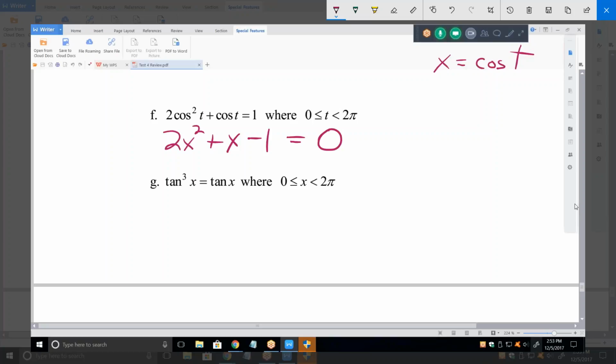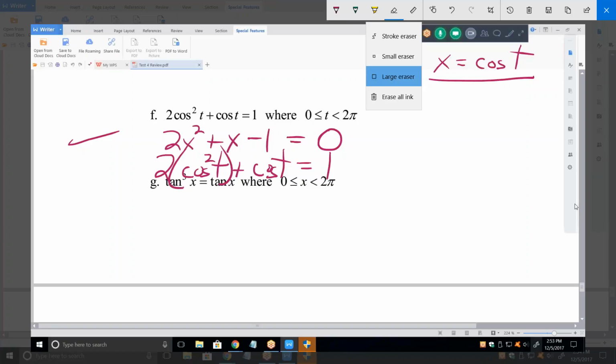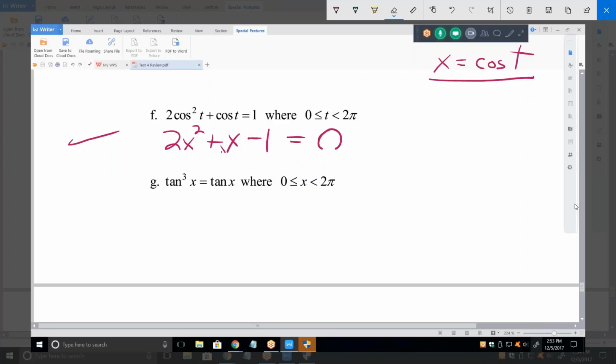Now, you don't necessarily have to do this step, substitute a polynomial for the trig function, but until you get used to it, it helps, because I know you can solve that. This happens to be the same as 2 cosine squared of t plus cosine of t equals 1. So I haven't changed anything. We've just used a substitution to make it a little bit more comprehensible. Now factor it. These are always factoring problems.